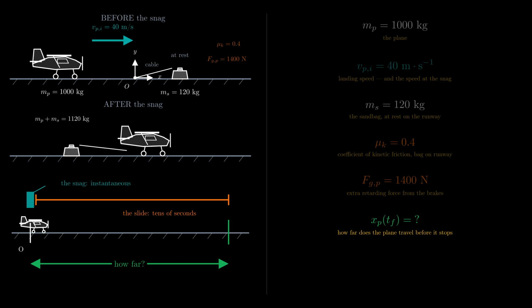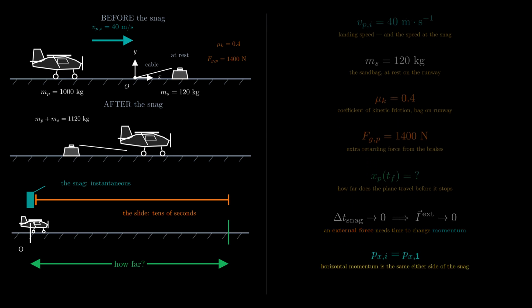Momentum survives the snag, even though friction and the brakes are acting the whole time. An external force needs time to change momentum, and we have assumed the snag takes essentially none. The external impulse over that interval is negligible, so the horizontal momentum of the plane plus sandbag system is the same immediately before and immediately after.